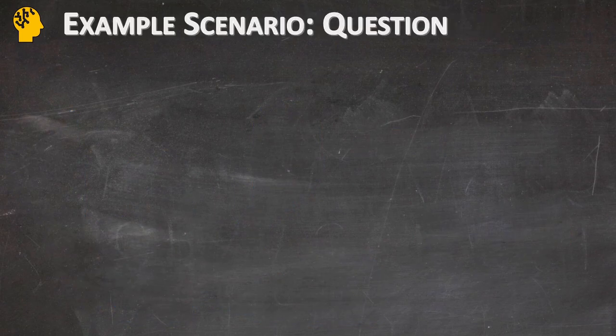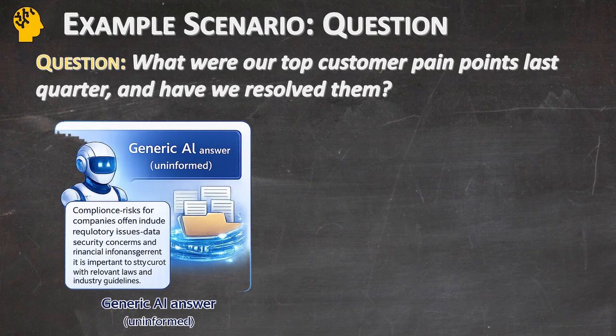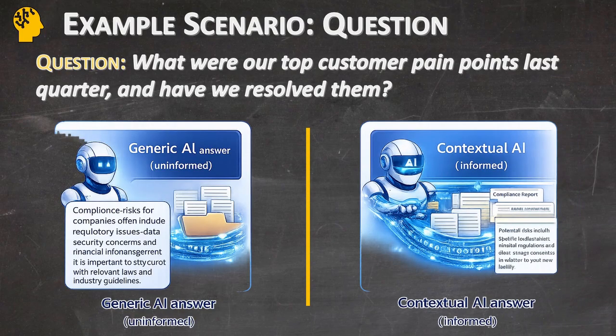Let's see this in action. Imagine you ask an AI assistant, "What were our top customer pain points last quarter, and have we resolved them?" A vanilla model, with no context integration, might give generic advice or hand-wavy answers. But a post-RAG contextual AI will retrieve your actual support tickets, bug reports, and feedback logs from last quarter. It will identify the real pain points, say, delayed shipments and a login bug, then check their status in your project tracker. In other words, it researches the answer in your data, not just its training set.